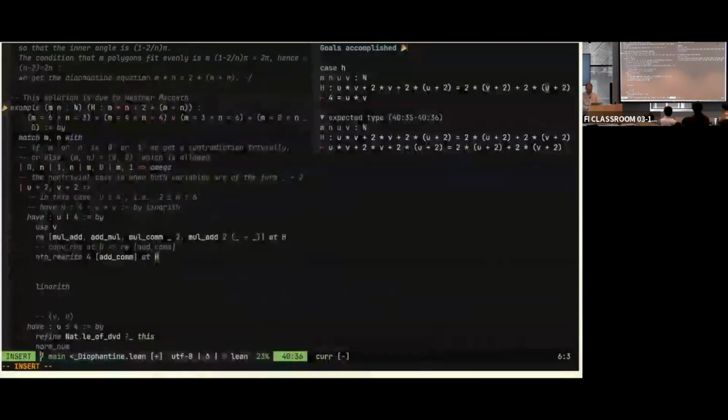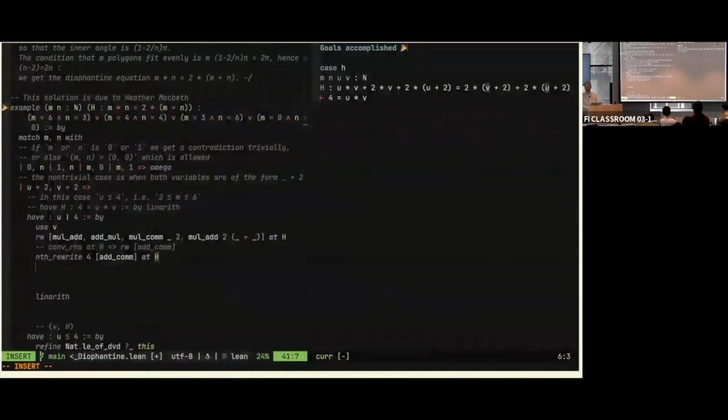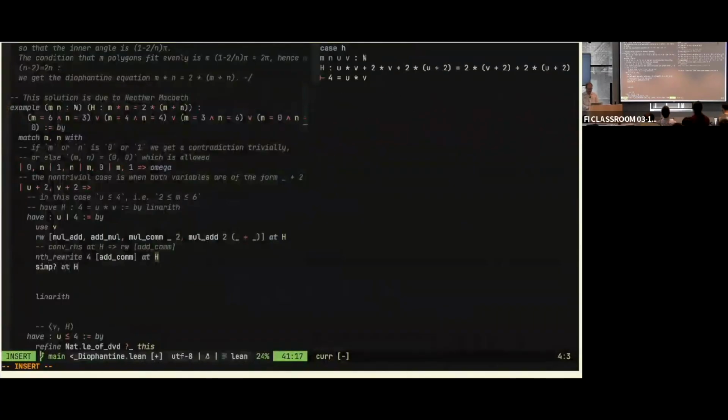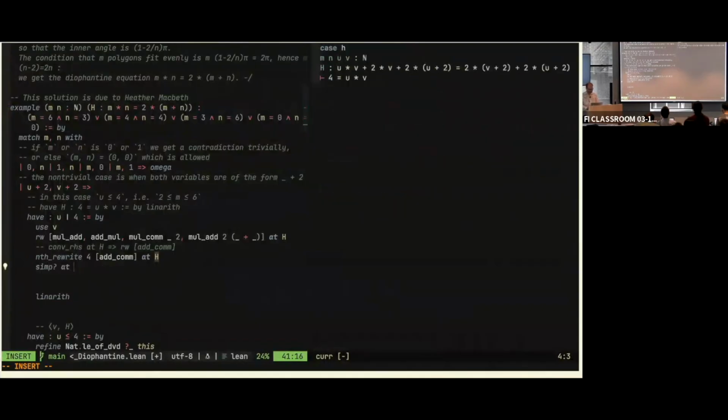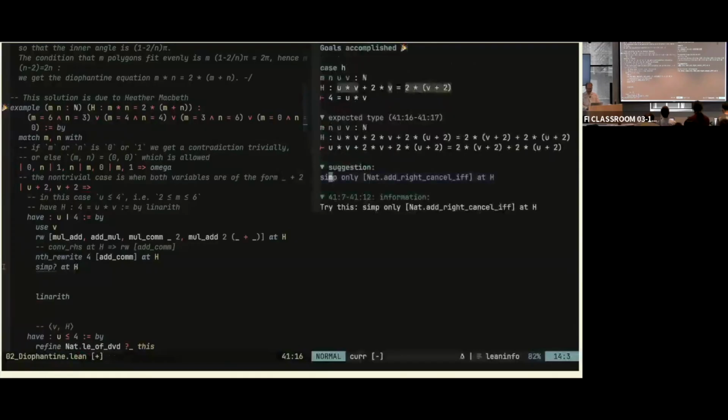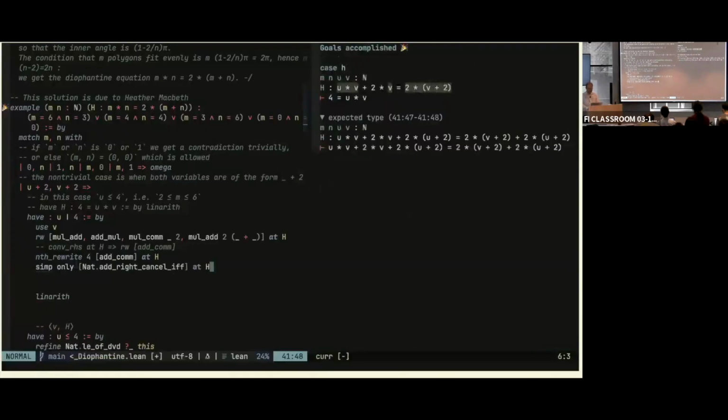And now I have it. So now probably the machine could try to cancel by itself at h. And it did. So same question mark. And sorry. And you see you have this simply not at right cancel here. So I do that and simplified.